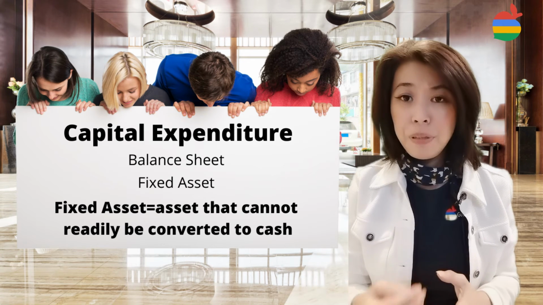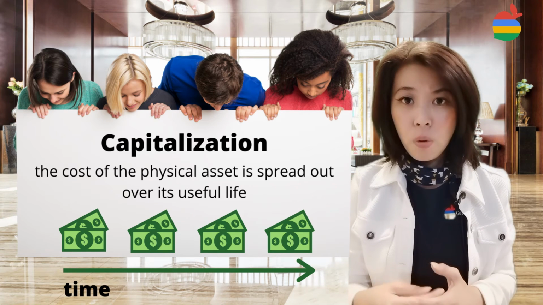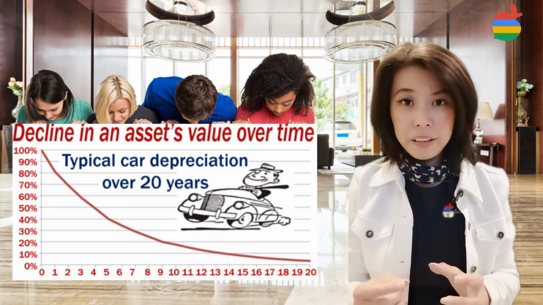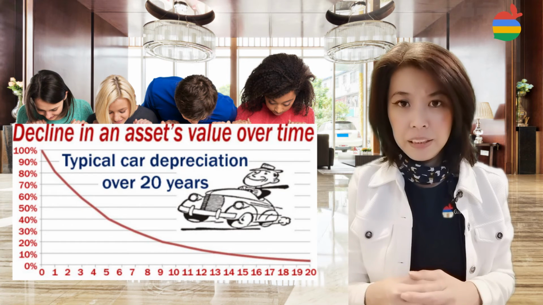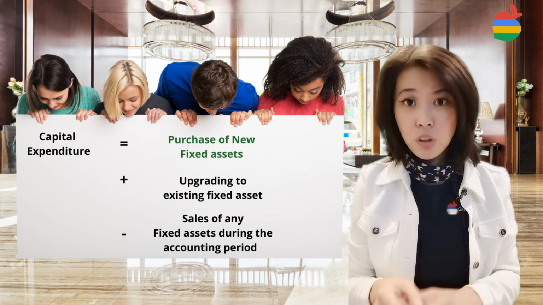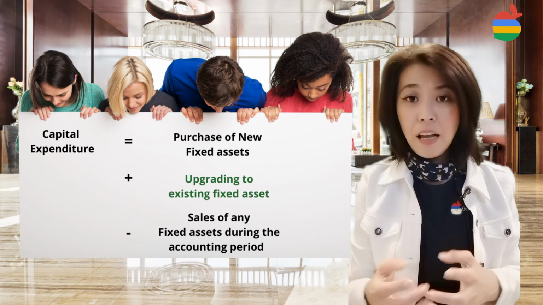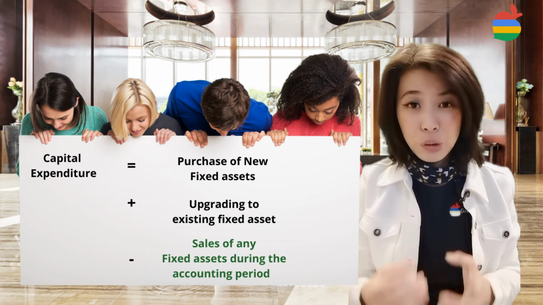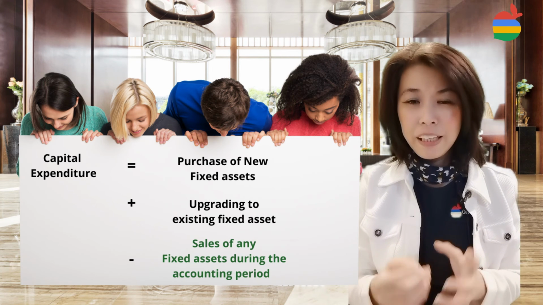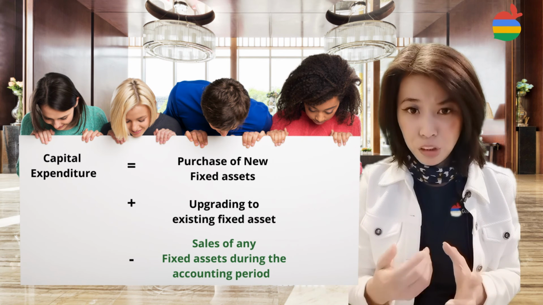It is a long-term asset that will be useful for more than 1 year. It is capitalized, meaning that it is spread out over time and depreciated. Depreciation refers to the value of something that decreases over time. And the formula to calculate capital expenditure is capital expenditures equal purchases of any fixed assets plus upgrades to existing fixed assets minus your sales of any fixed assets during the accounting period. Remember the formula necessary to calculate capital expenditures, and an example of the way in which capital expenditure works.